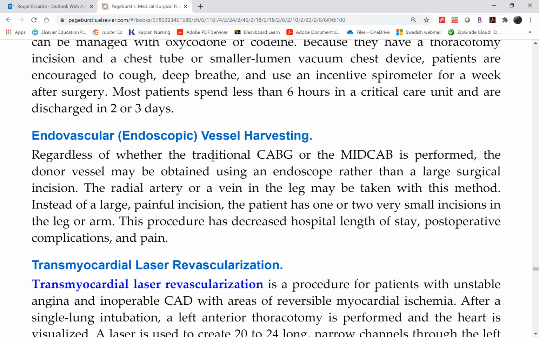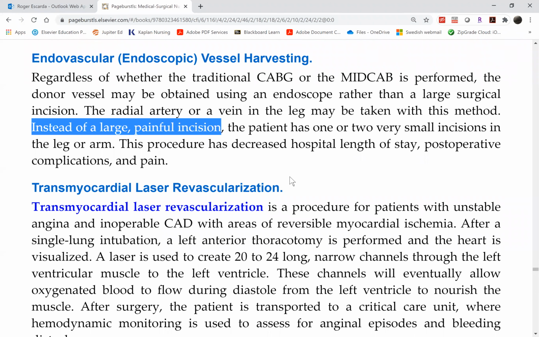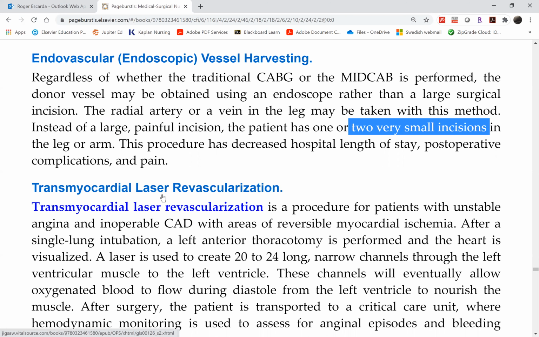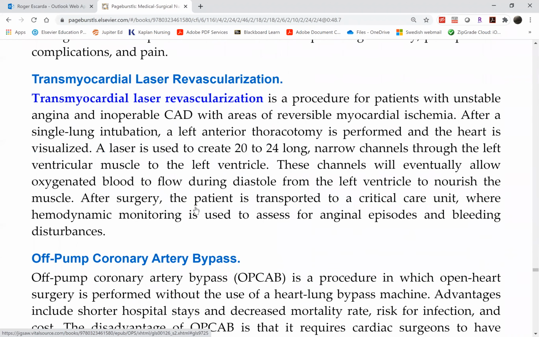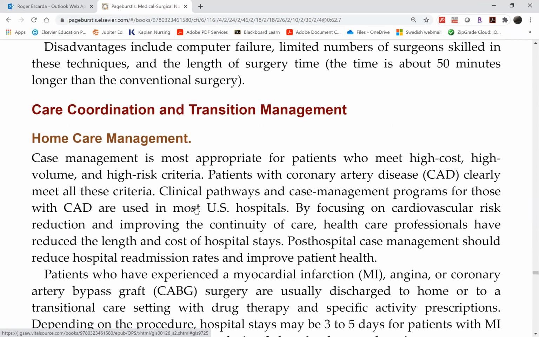This is how they harvest the veins from the legs. So 2 small incisions, and they put instruments through to harvest the vein. So here, instead of the 10, 12-inch long incisions we used to see before to harvest the leg vein, we have 2 very small incisions now. I have no question on laser or off-pump CABG, no robotic surgery.